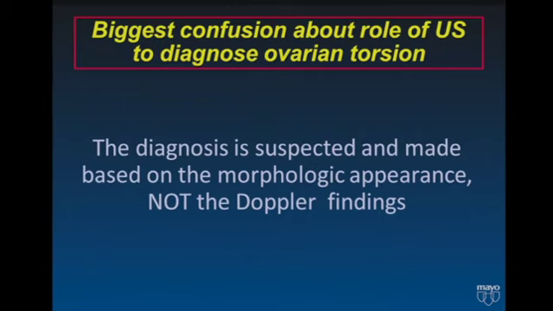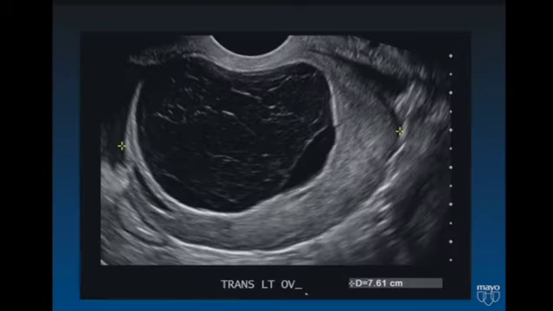The diagnosis is suspected and made based on the morphologic appearance of the ovary, not the Doppler findings, because the presence of flow doesn't exclude torsion, and the absence of flow may not make the diagnosis of torsion if the ovary is not enlarged. Here's a very good example of the former point. This is a mass, this is the ovary, that's quite large, 7.6 centimeters in size. It has a hemorrhagic cyst within it. The parenchyma of the ovary is really rather edematous.